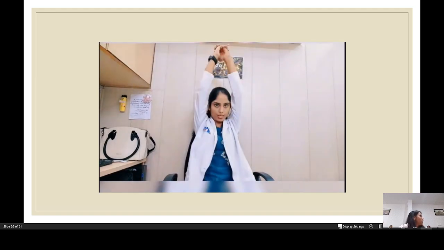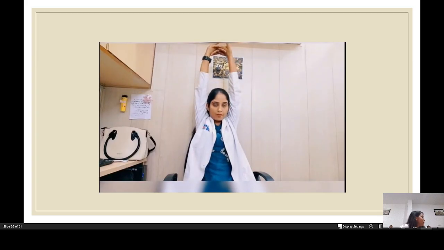Actually, in rehabilitation, we have to guide the patient on what they can do next, and we can start exercise earlier as well. There's multiple studies I have added in this.